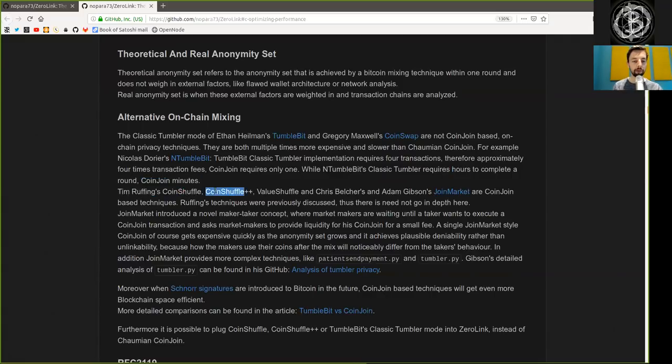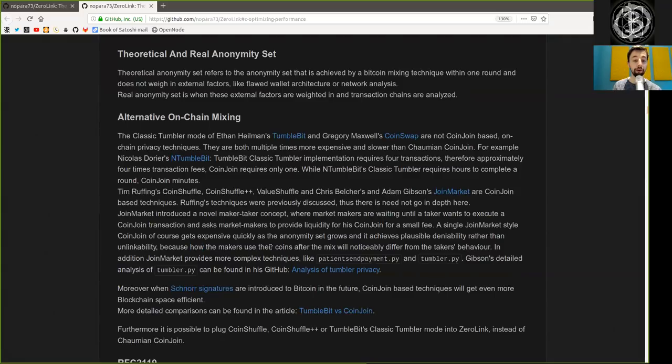Tim Ruffing's CoinShuffle and CoinShuffle++, ValueShuffle, and Chris Belcher's and Adam Gibson's JoinMarket are CoinJoin-based techniques. Ruffing's techniques were previously discussed, so there is no need to go in depth here. JoinMarket introduces a novel market taker concept, where market makers are waiting until a taker wants to execute a CoinJoin transaction and asks market makers to provide liquidity for his CoinJoin for a small fee. A single-sided market CoinJoin, of course, gets expensive quickly as the anonymity set grows, and it achieves plausible deniability rather than unlinkability.